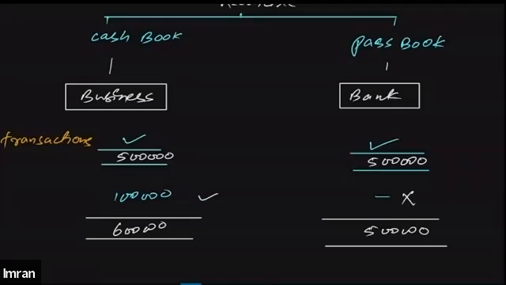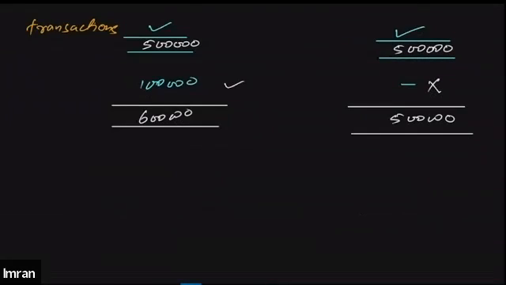Now see, because the balances reflected by the passbook and the cash book are different, we need to rectify the problem. We need to identify why the passbook is not matching with the cash book, and accordingly we need to correct the passbook or the cash book depending upon wherever we find the discrepancy.